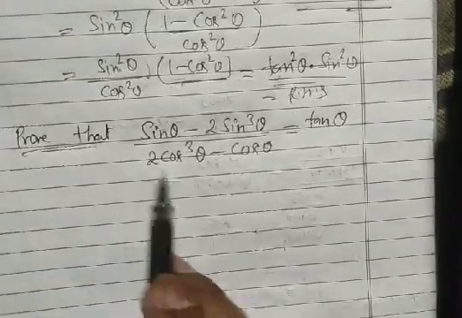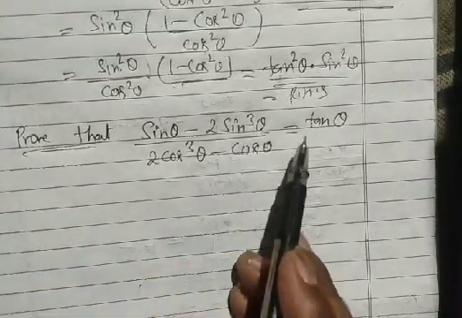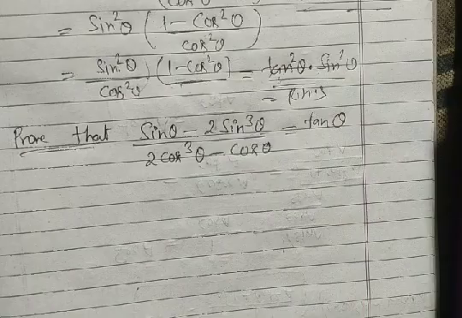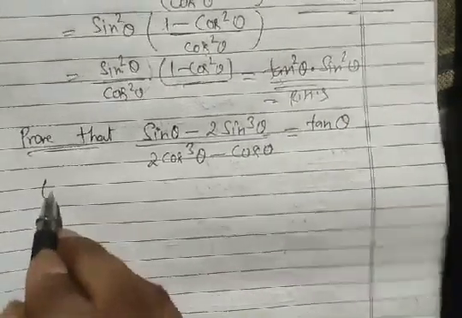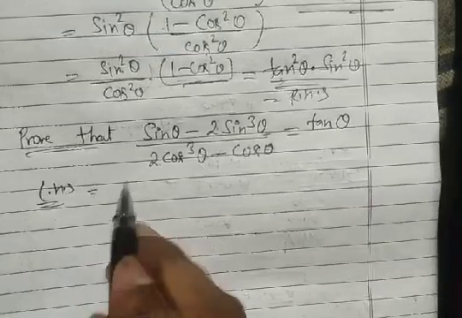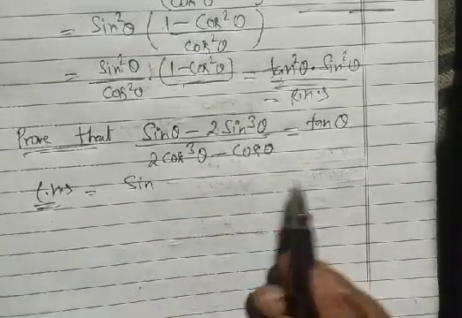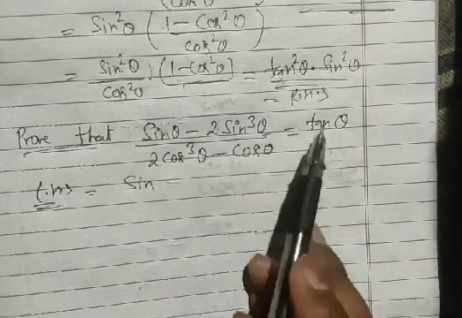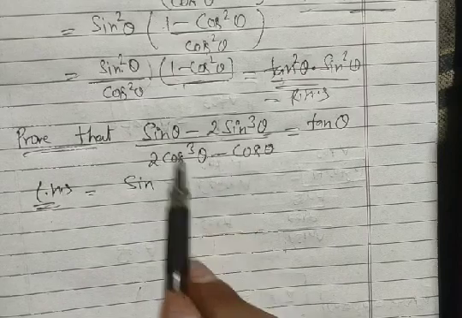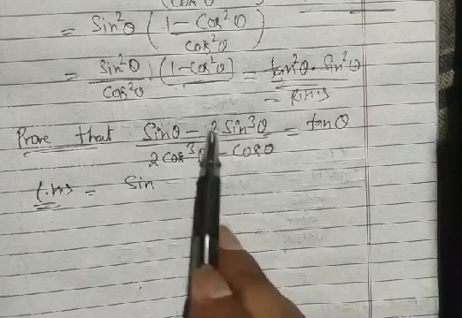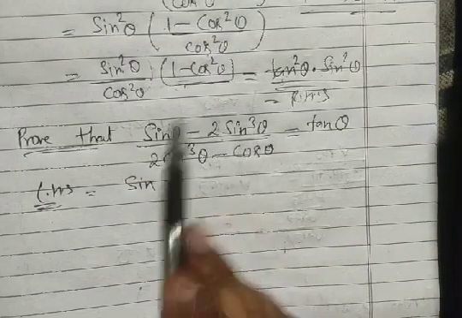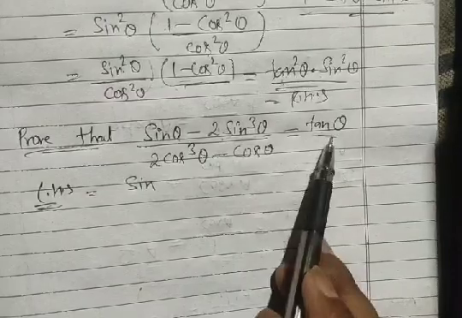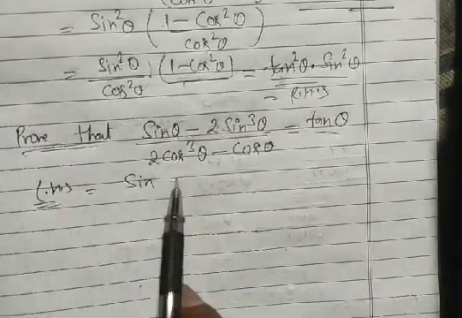Now we are going to proceed with our next problem. We have to prove that sin theta minus 2 sin cube theta upon 2 cos cube theta minus cos theta equals tan theta. Then again we start with our left hand side. When we have a proving problem, we can prove from left to right and also from right to left. But generally we take the side which is larger. Since here our left hand side has too many terms, but the right has only one term, we are going to start with our left hand side.